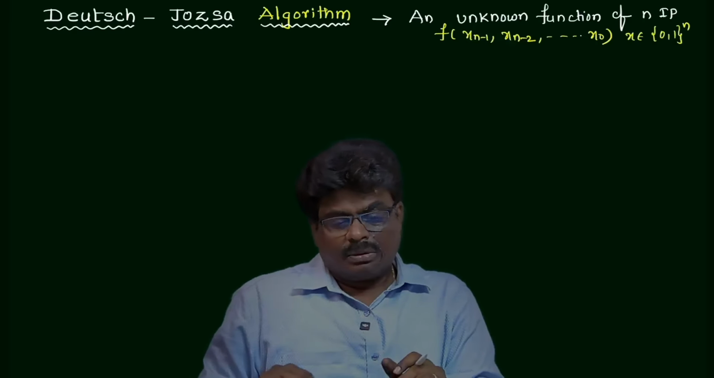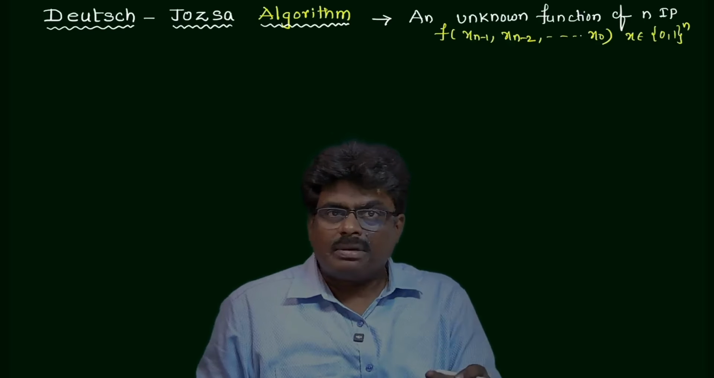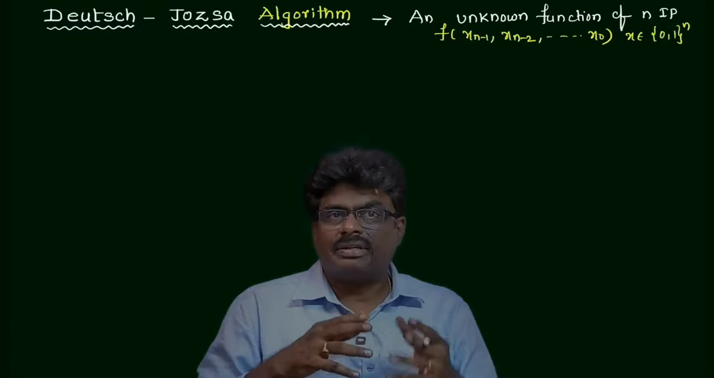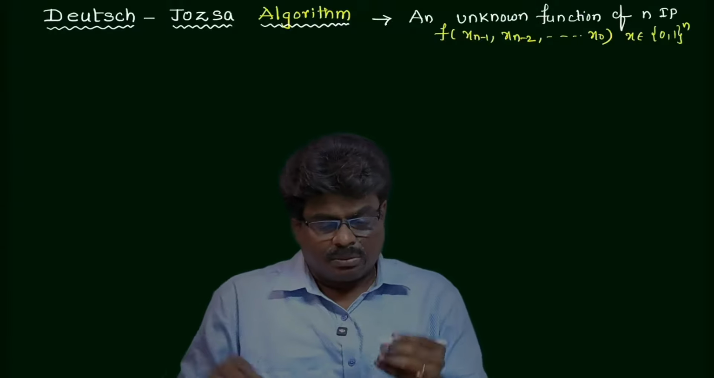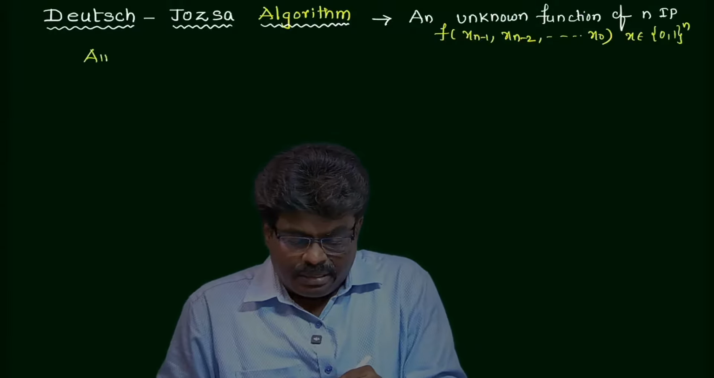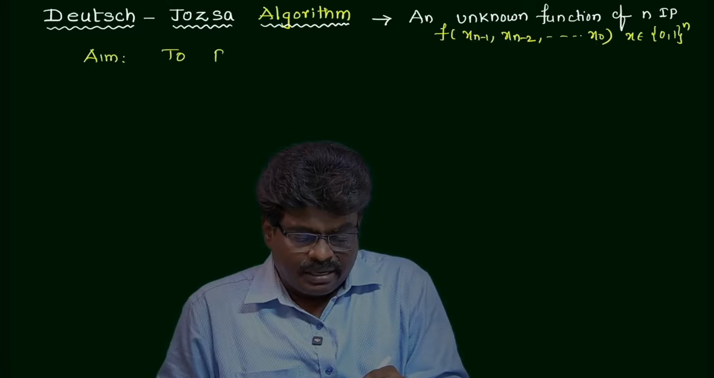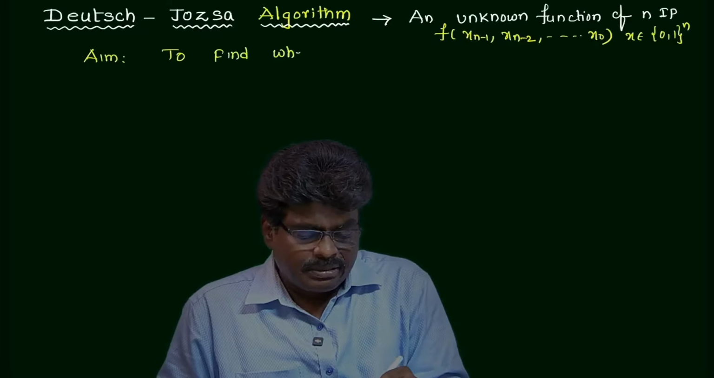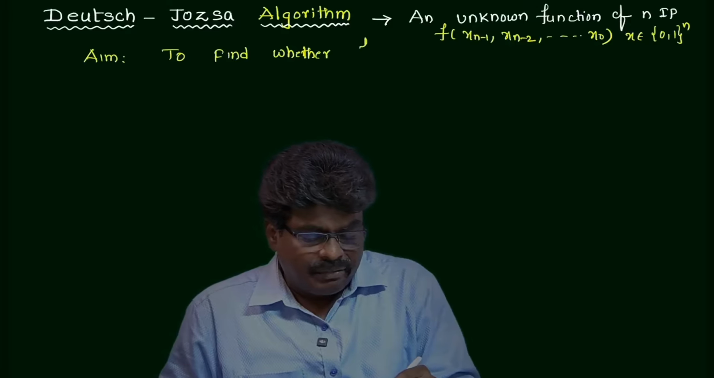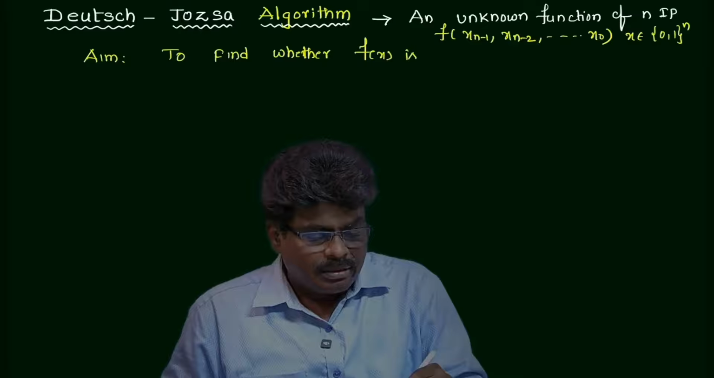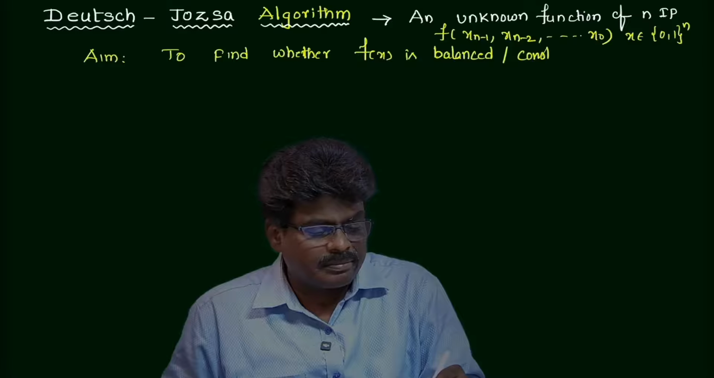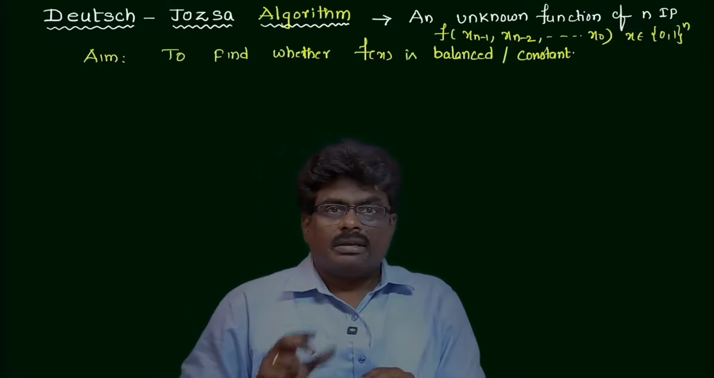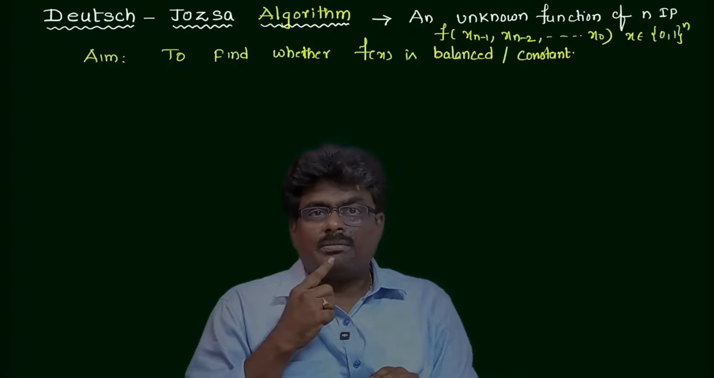Okay. So here, our aim is the same. That means we have to find the nature of the function. Our aim is to identify the nature of the function, whether the function is balanced or constant. Okay. So let me write this. Our aim is to find whether this f of x is balanced or constant. Okay, right. So here the only difference is we have n number of inputs.